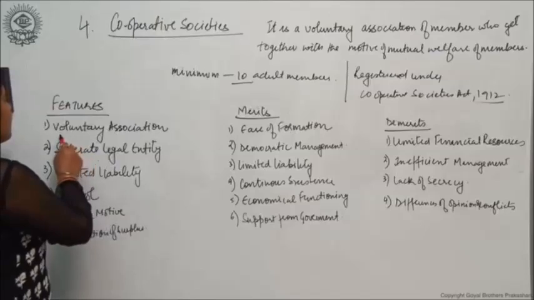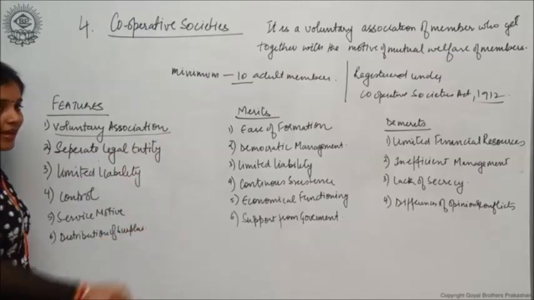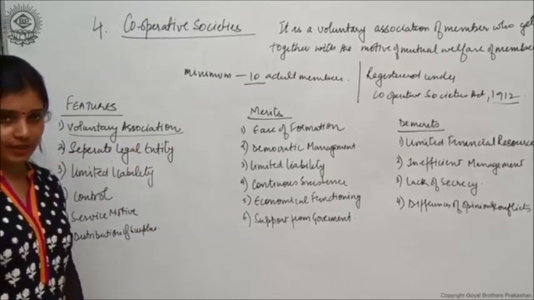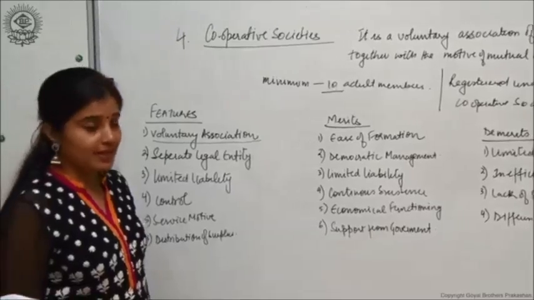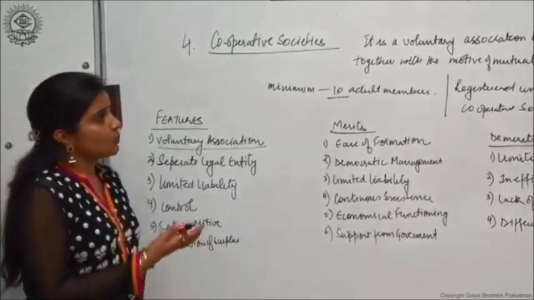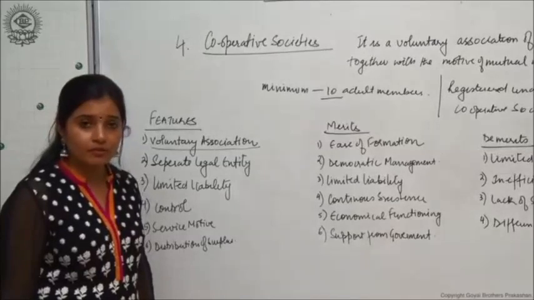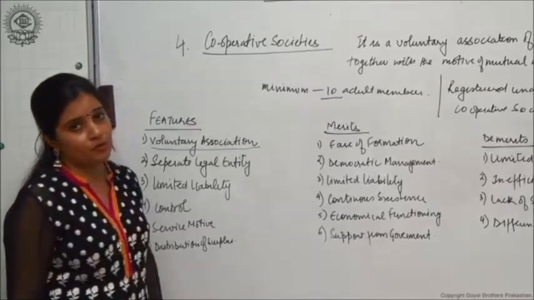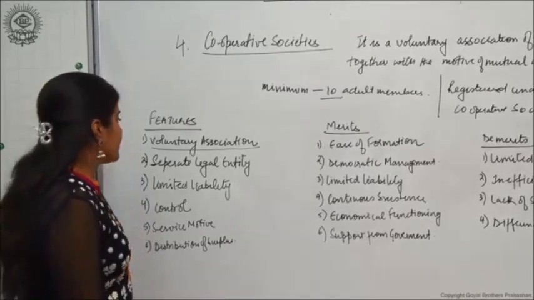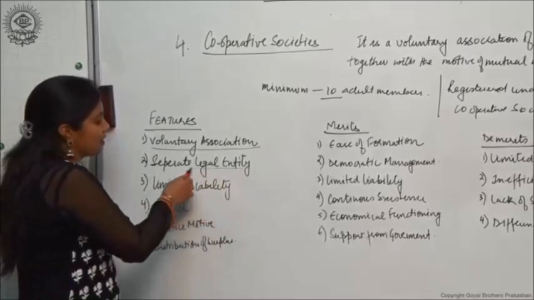First of all, it is a voluntary association. Anyone can become a member of the cooperative society who has attained the age of 18 and is interested to work towards mutual welfare of the members, right? They can pool in their resources and can become a member of a cooperative society. Secondly, it has a separate legal entity.